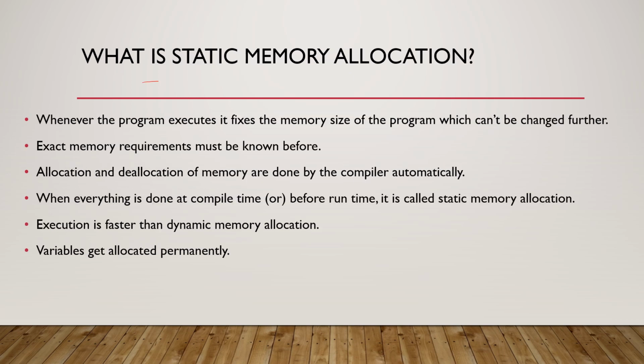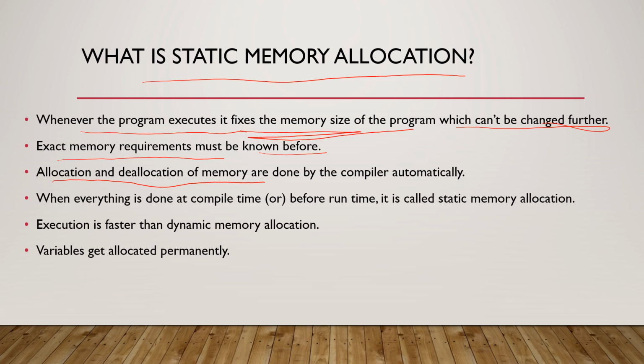Now let us understand what is static memory allocation. In static memory allocation, whenever the program executes, it fixes the memory size of the program, which can't be changed further. So the exact memory requirements must be known before. In static memory allocation, allocation and deallocation of memory are done by the compiler automatically. And when everything is done at compile time or before runtime, it is called static memory allocation. Execution is faster in static memory allocation compared to the dynamic memory allocation. And here in static memory allocation, variables get allocated permanently.